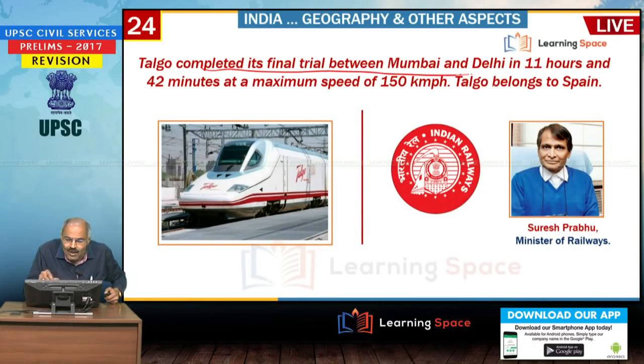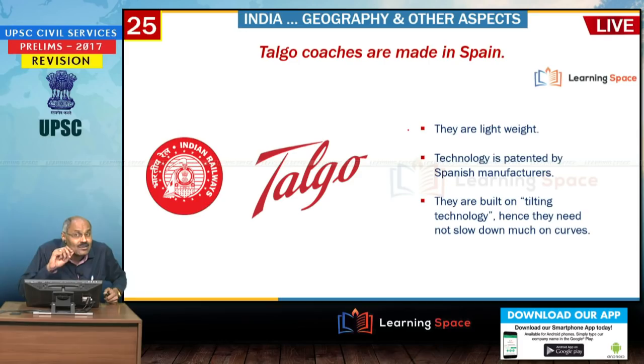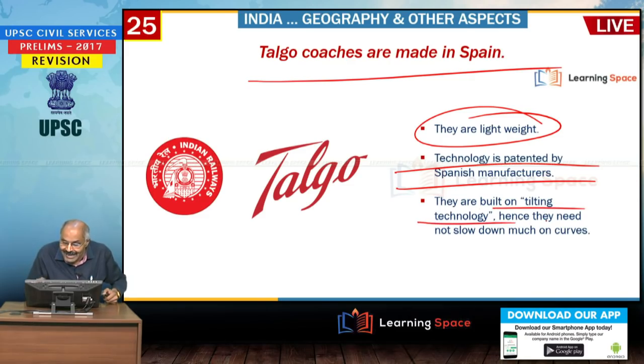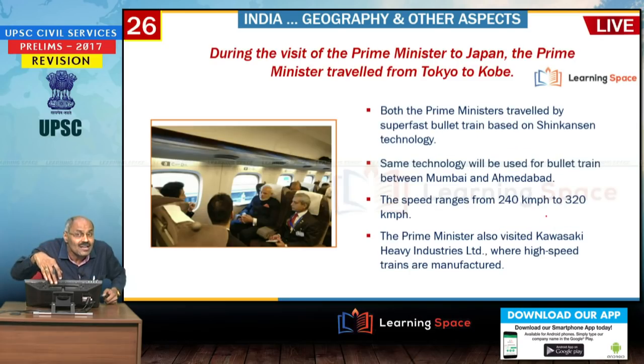Then this Talgo completed final trials. Talgo trains belong to Spain, or you can say Spanish technology. Please look into this. They are lightweight coaches. So, Talgo coaches are made in Spain. Technology is patented by Spanish manufacturers, and here one important aspect is these Talgo trains are built on tilting technology. Hence, they need not slow down much on the curves. Most important point, Talgo trains are built on tilting technology.